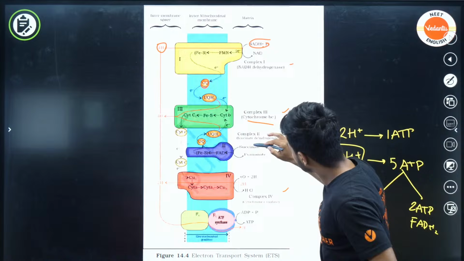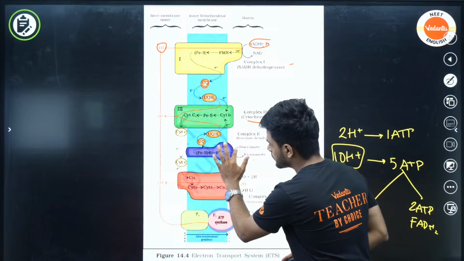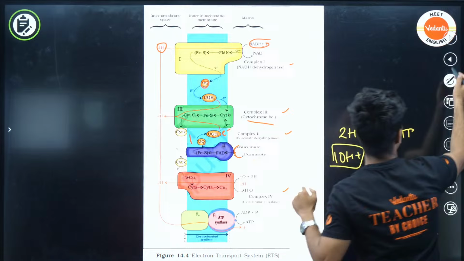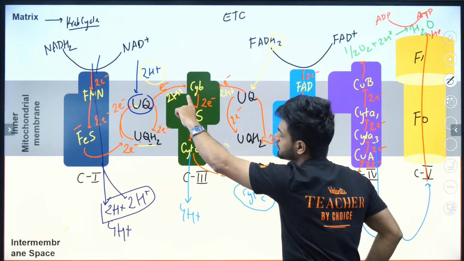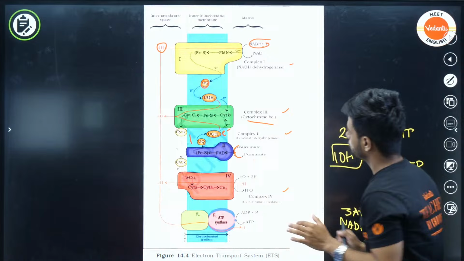See here, whenever we are converting succinate to fumarate, FADH is produced. That FADH releases the protons and the electrons. Electrons are again going to UQ. UQ is getting converted to UQH, and electrons are sent to here. Can you see? Two electrons are sent here. From here also, electrons are being sent, and along with that, protons are also being sent here.